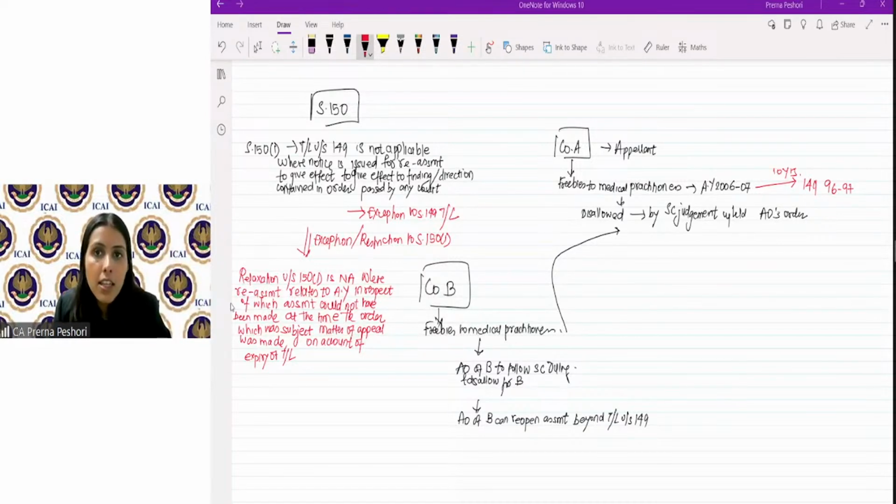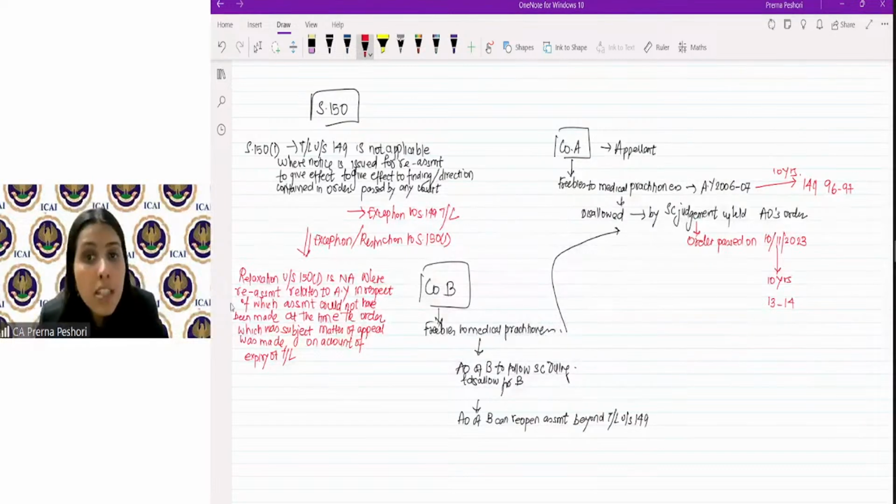Let's say the order is passed on, let's say, 10th November 2023. Now, for this, up till 10 years, he can pass the order. That is, let's say, 13-14. He can pass the order maximum for 13-14. Yes, he cannot go back. He cannot go back. Yes or no, students? Any questions? Any doubt? Yes, faster. So he cannot traverse back beyond this particular point.